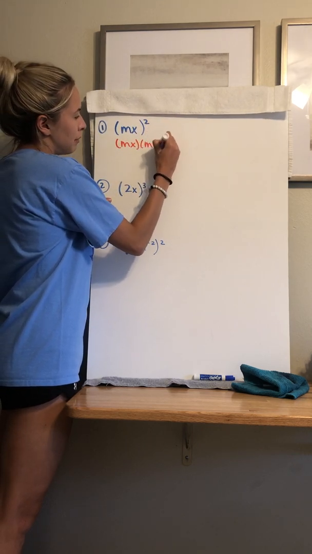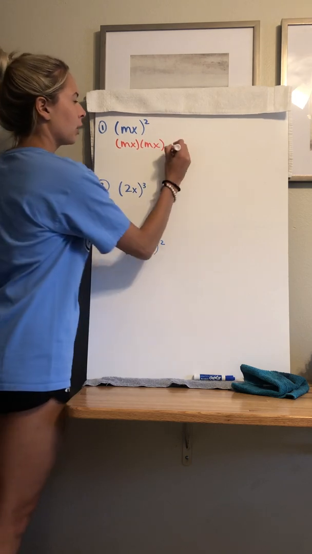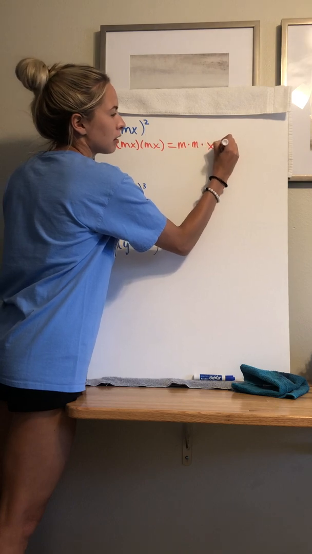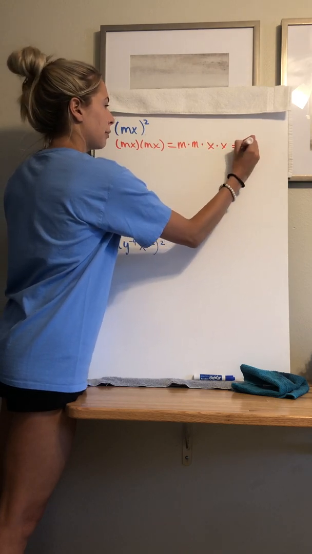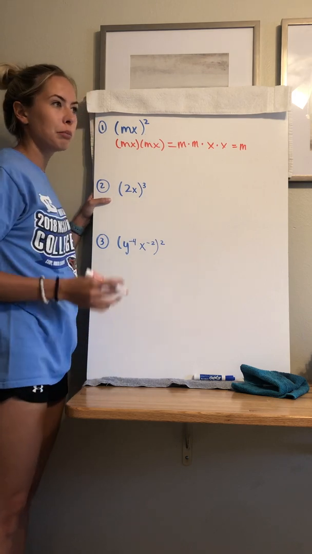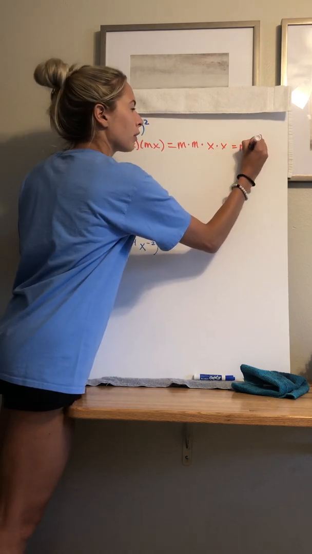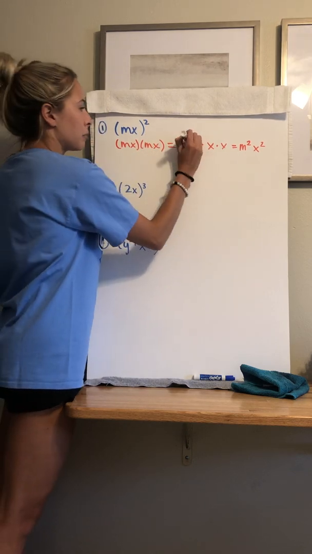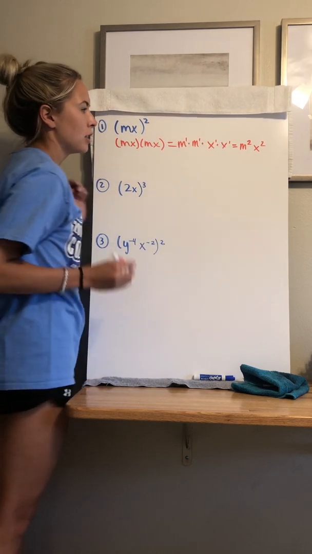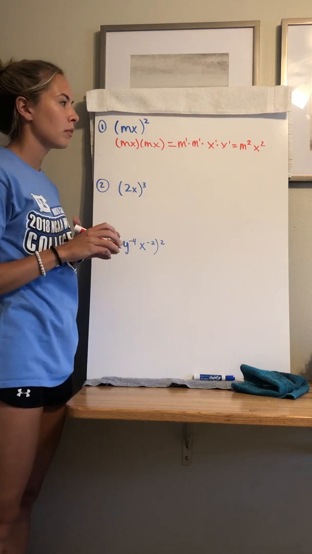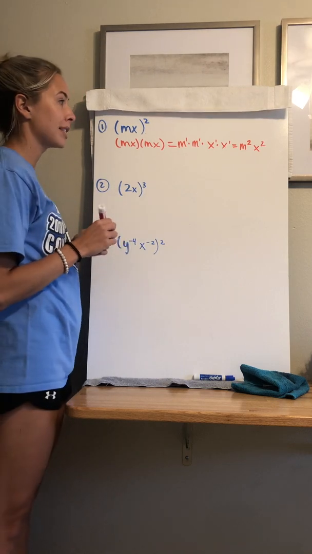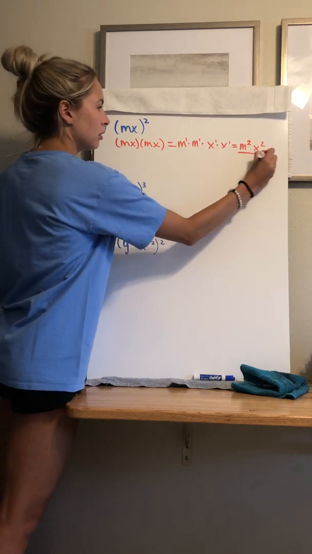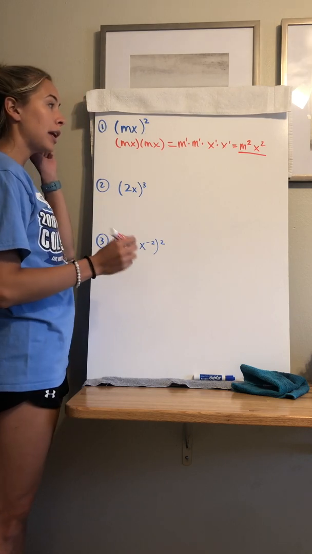mx times mx, right? Which also equals m times x times m times x. Then you can simplify this, by using the multiplying rule, to m squared times x squared, right? Because no written exponent is an exponent of 1. And so when you're multiplying bases that are the same, your exponents add: 1 plus 1, 2, 1 plus 1, 2. So this is our final simplified expression using the expanded version.